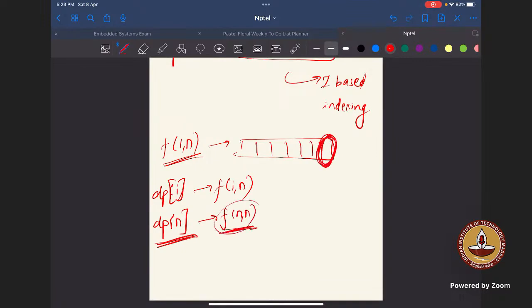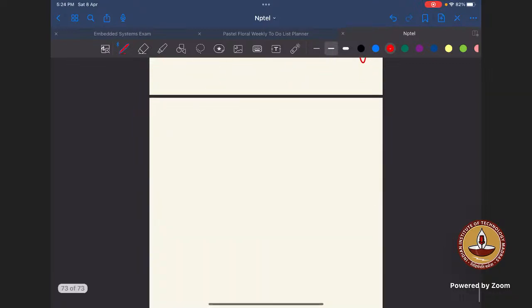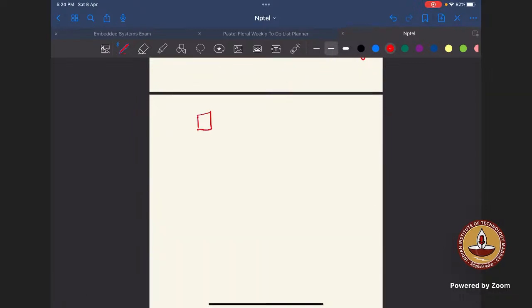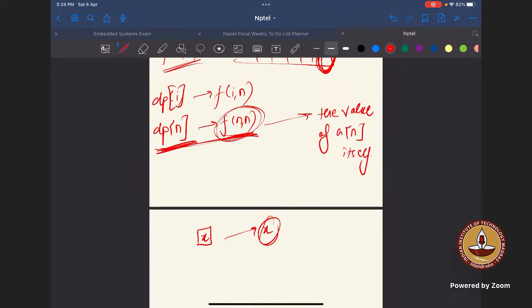So what will be f of n comma n? F of n comma n will be the value of the last element itself, right? Because if the size of the array is only 1, then what is the maximum amount that we can get by picking or not picking? Obviously we'll pick the element x, so the answer will be x. Okay, so this is the case of the array where the size is 1.